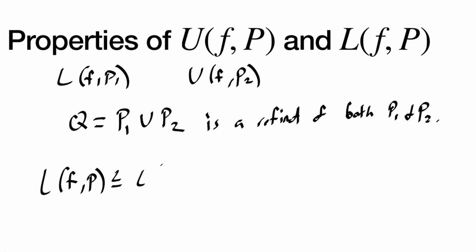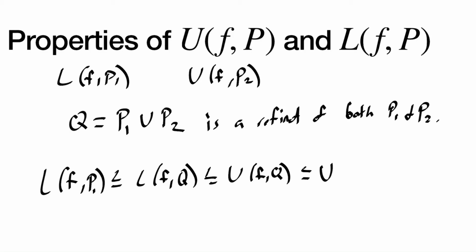that means that our L has to be less than L over this refinement, right? So it has a common refinement. So based on the theorem we just did a second ago, the lower sum has gotten larger when you go to Q. But at Q, that lower sum has to be less than or equal to the upper sum because it's the same refinement. But then the upper sum has only gotten smaller when we went from P2 to Q.